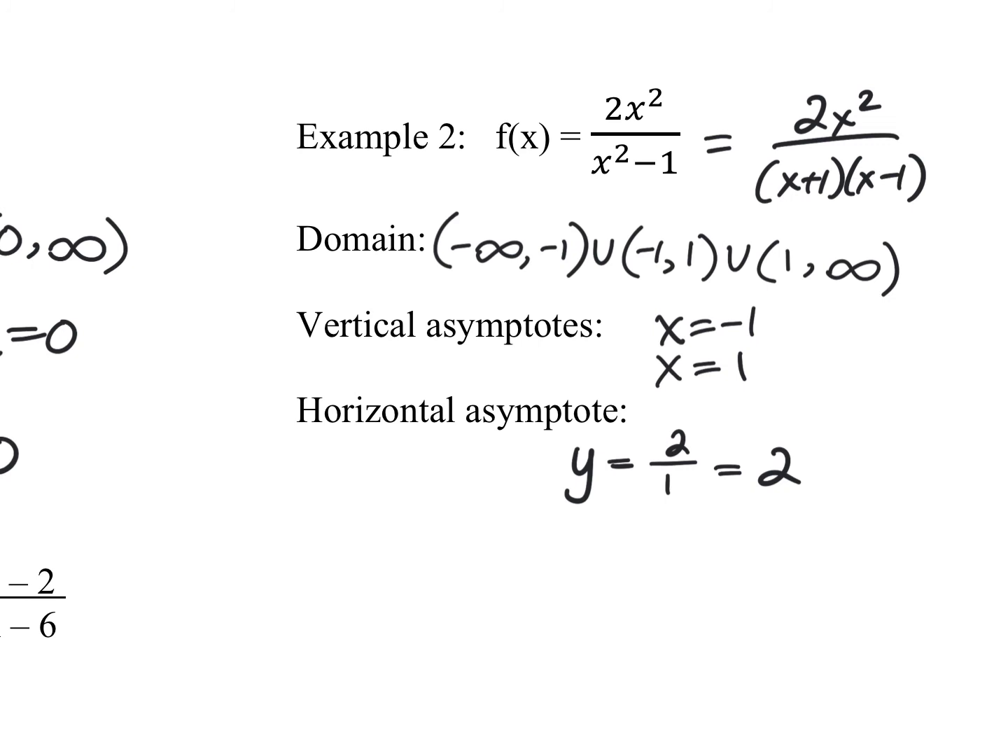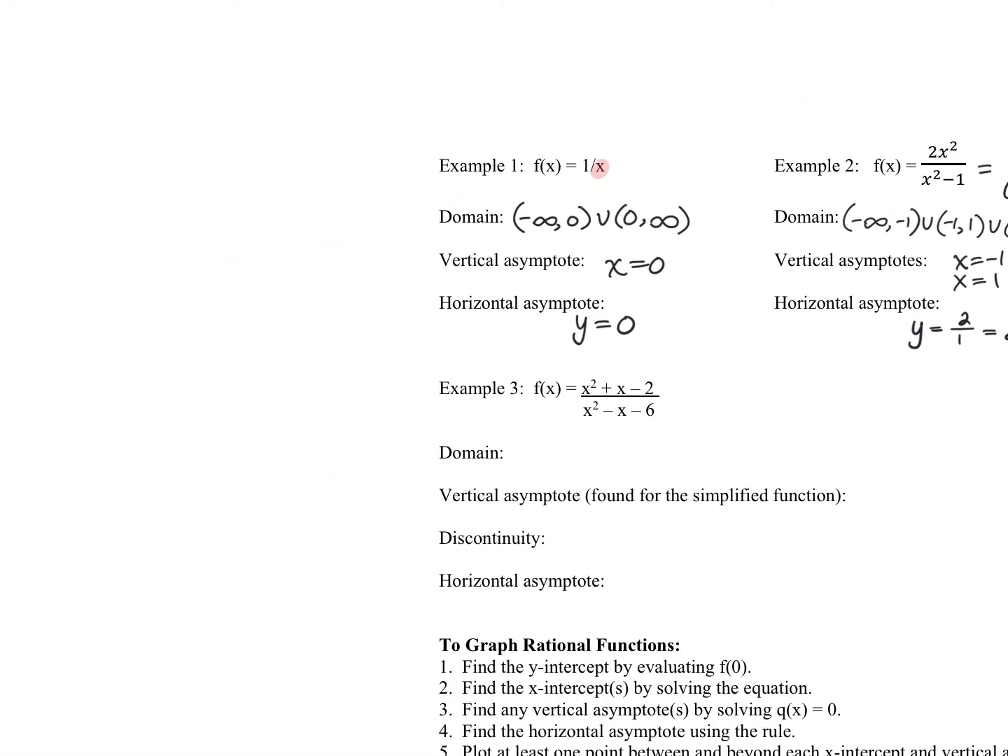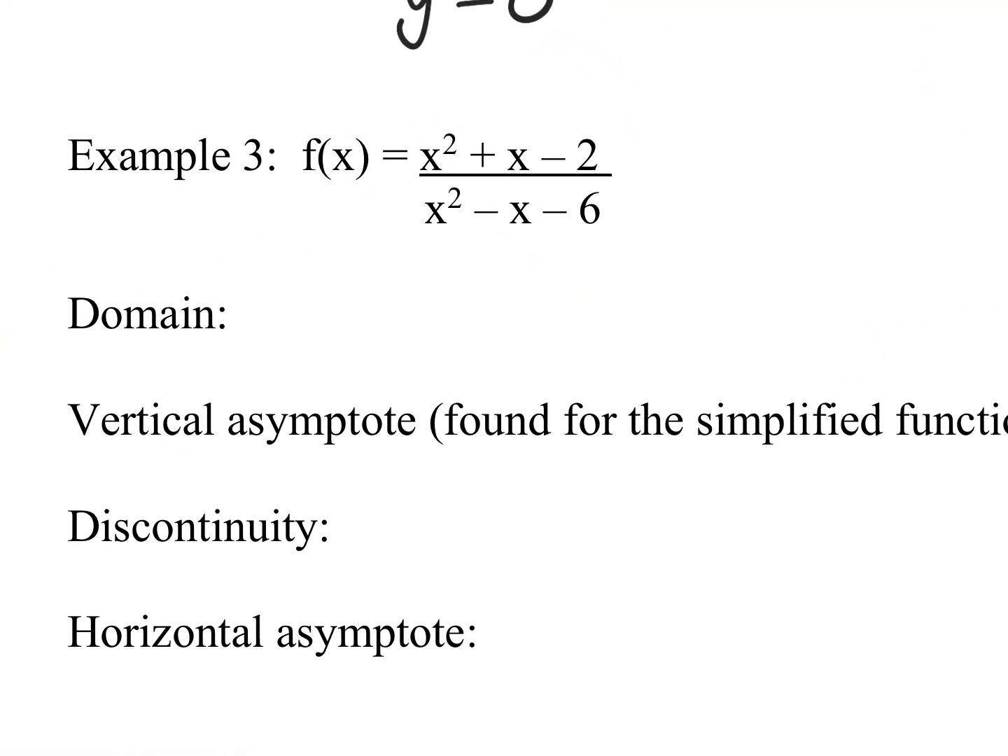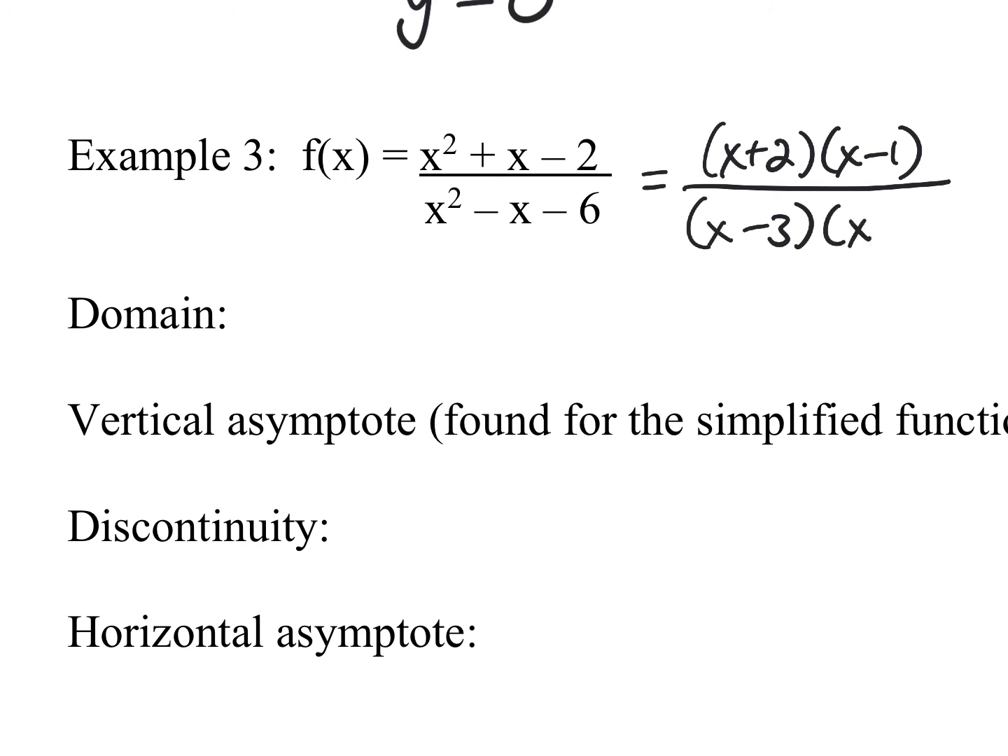Our third example here, we have x squared plus x minus 2 over x squared minus x minus 6. And again, factoring is our friend. It allows us to simplify our fractions where possible. So my numerator is factorable to x plus 2 times x minus 1. And my denominator, x minus 3 times x plus 2.